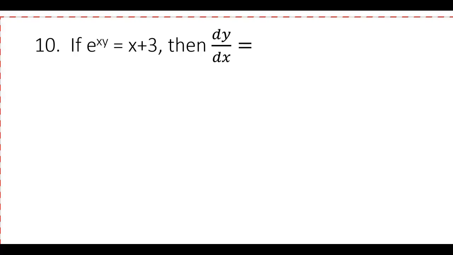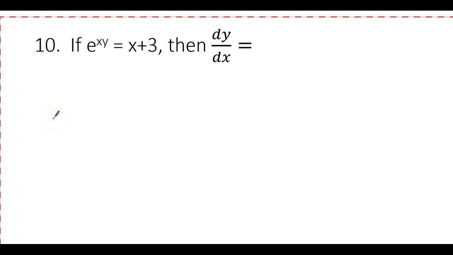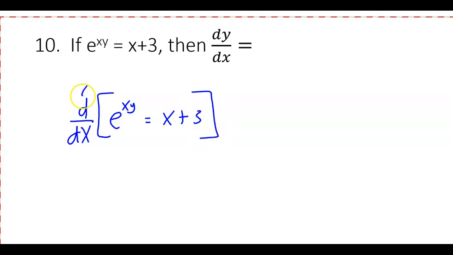All right, let's go ahead and take a look at our last one here, number 10. We've got another implicit function to take a derivative of. So when we do this, we start by doing the derivative with respect to x, and then we put the entire function in brackets. All right. Let's start off easy. I'm going to do the 3. Derivative of 3 is just 0, so it goes away. We really don't need to write it.